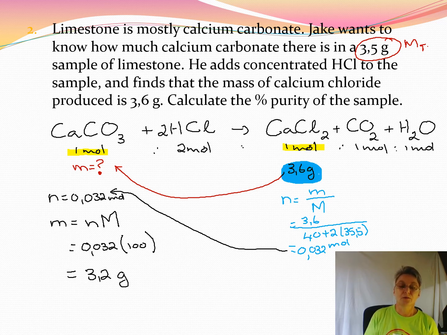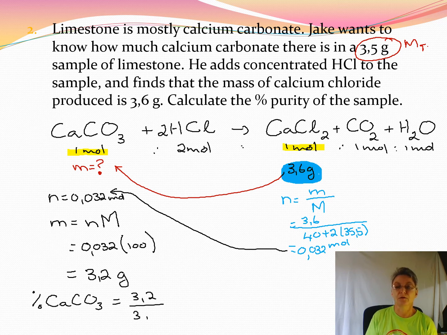in the sample. So the percentage calcium carbonate would be 3.2 out of 3.5, times 100%, which is 91.43%.